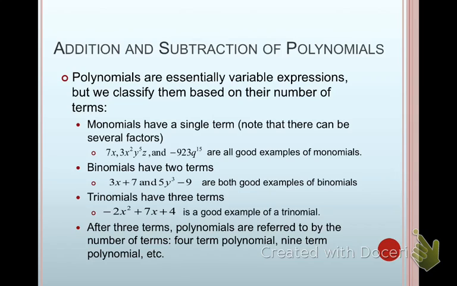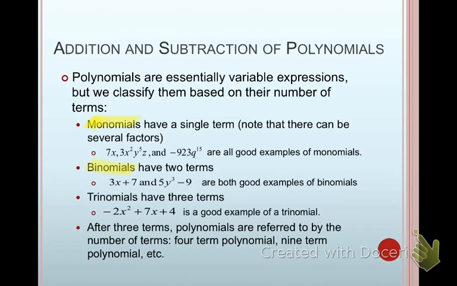All right, now polynomials are essentially variable expressions, but we classify them based on their number of terms. So this slide is a big vocabulary slide so that when I say terms later on, you know what I'm talking about. Monomials are a single term. So some examples would be 7x, 3x squared y to the 5th z, and 923q to the 15th. Those are all examples of monomials. Notice that they don't have any addition or subtraction involved in them, so they are a single term.